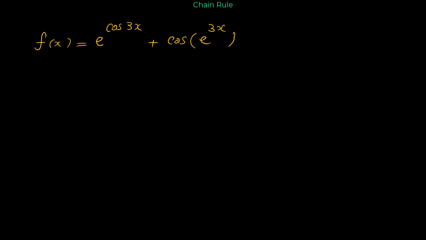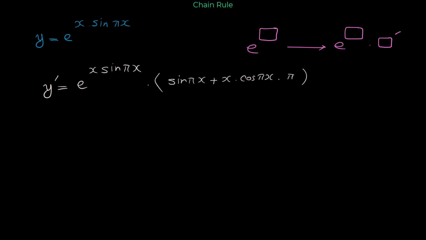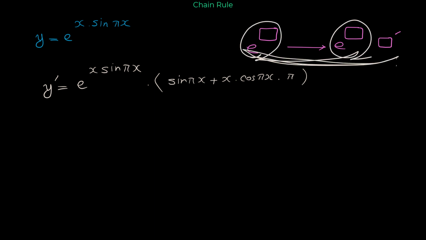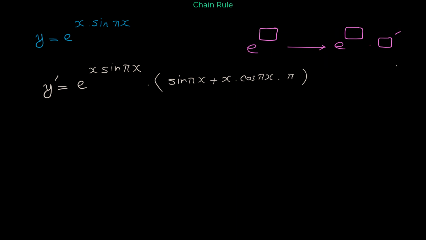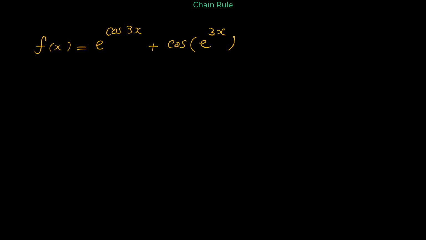For finding the derivative of e to the cosine 3x, we use this rule: the derivative of an exponential function is itself times the derivative of the exponent. So the derivative of e to the cosine 3x is e to the power of cosine 3x times the derivative of the exponent. What is the derivative of cosine of 3x?